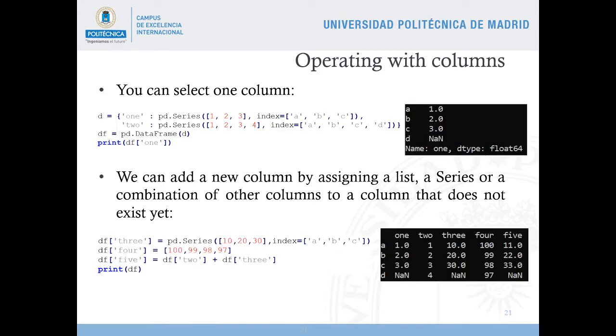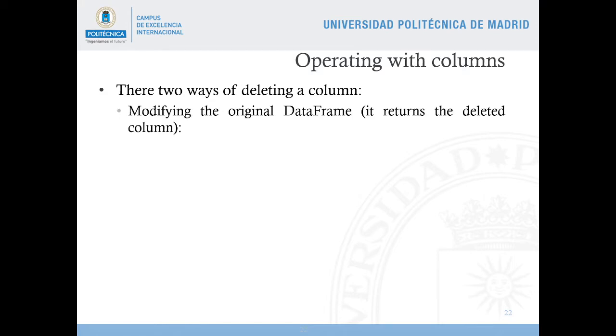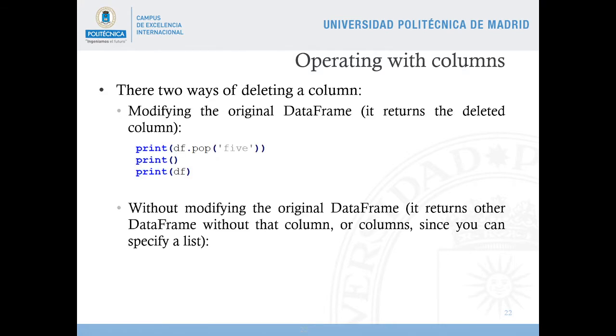How to operate with columns. We can select columns just by putting in between brackets the name of the column that we are referring to. How we can delete a column, we can do it in two different ways. By the use of pop, which removes the column from the data frame and it returns the column. Okay, the pop function, do you remember that it returns the column and it actually modifies the data frame?